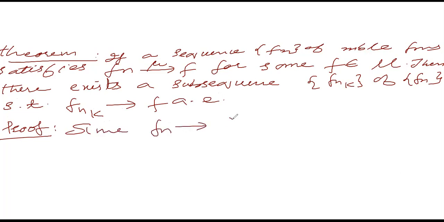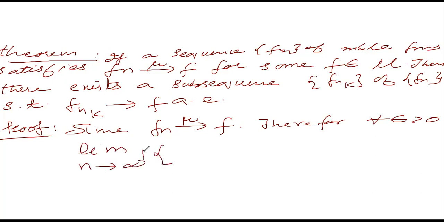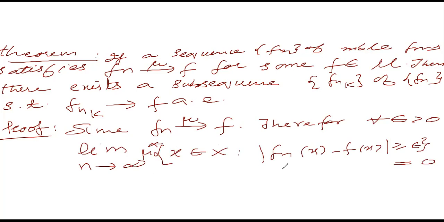Since f_n converges to f in measure mu, for all epsilon positive, the limit as n approaches infinity of mu star of the set of x in X where the modulus of f_n(x) minus f(x) is greater or equal to epsilon is equal to zero. This is true for each epsilon positive. So in particular, for all n greater or equal to 1, I can choose this epsilon as 1 by n, and for the limit, I choose epsilon as 2 power minus n.